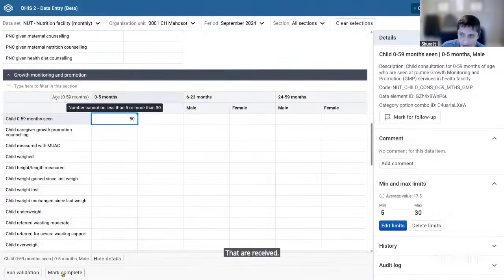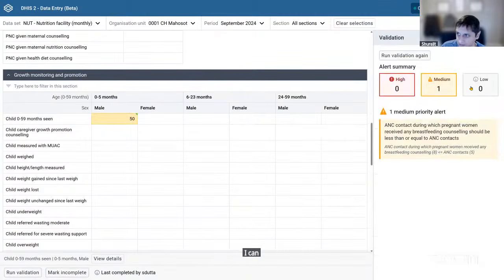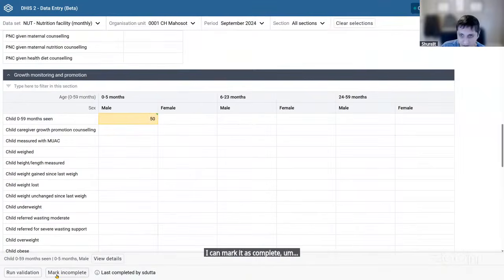This is the new data entry app. I can mark it as complete. And you can see here it's now completed. Okay, same type of thing. When I mark it as complete, then it's considered complete for the entire data set.